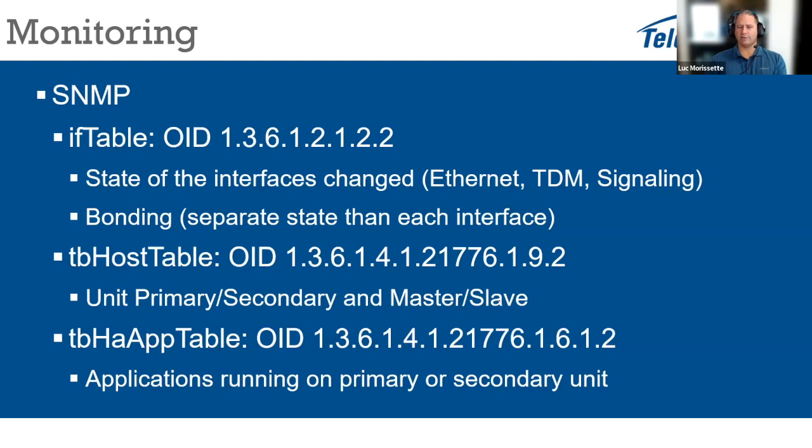Primary, secondary, master, slave, host, who is primary, secondary at this time. And then if the applications are running on the primary or secondary unit, so you can get information. Normally you don't care if it's running on primary or secondary, but you care if it switched over. If it switched over, it means something happened. There's a good chance it doesn't affect the system, but we should still investigate what happened in those cases.